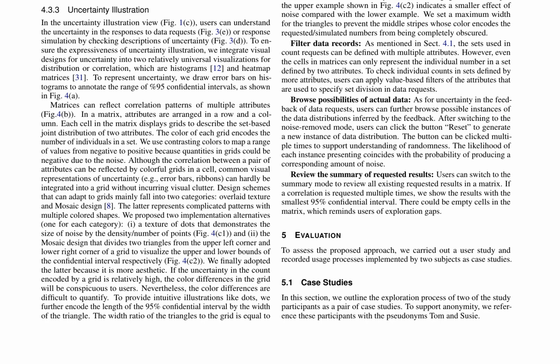Users can filter data records by applying value-based filters of attributes used to specify set division in data requests. They can also browse possible instances of data distributions inferred by the feedback and review the summary of requested results in a matrix. The system allows users to switch to a noise-removed mode to generate new instances of data distribution. The system's effectiveness is evaluated through a user study with two case studies, Tom and Susie, to assess the proposed approach.